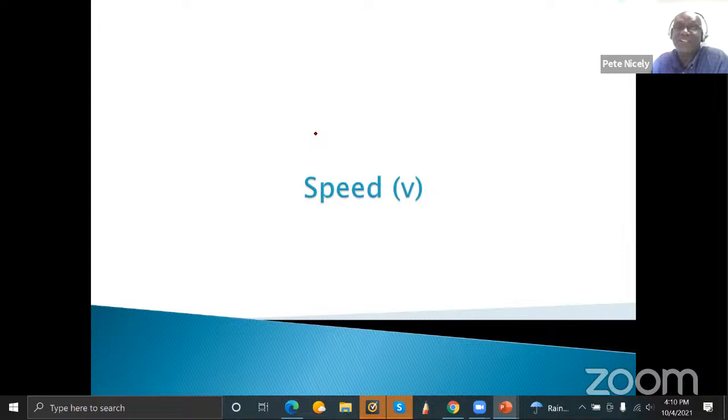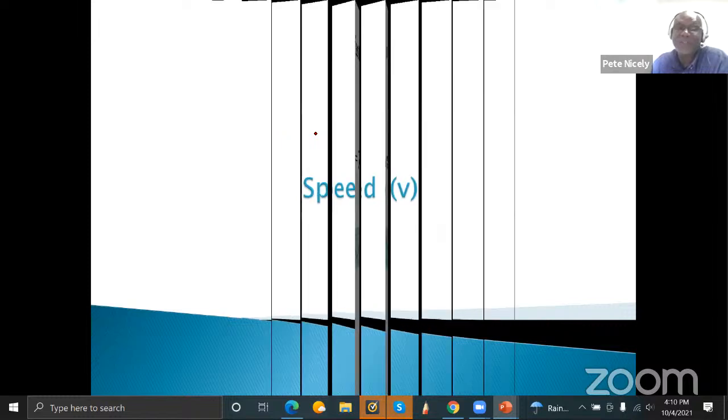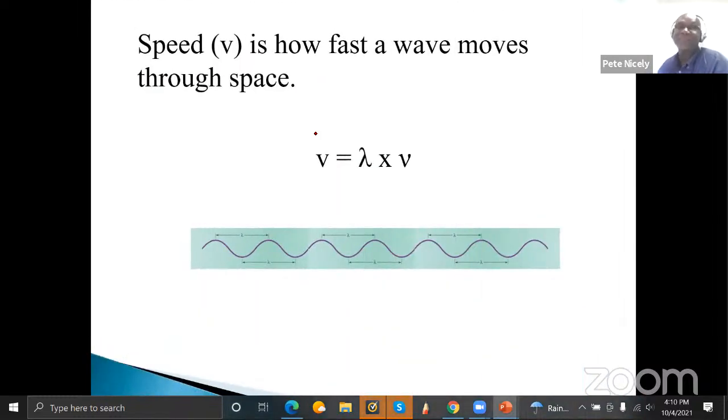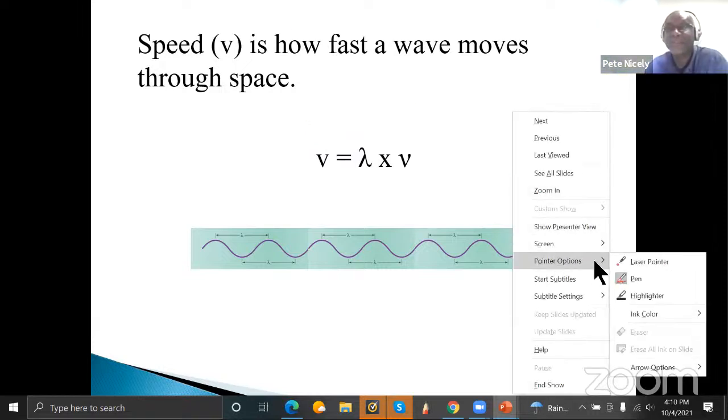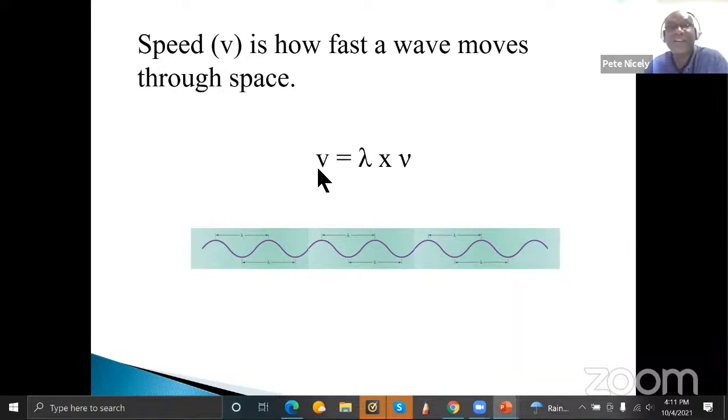And then we get to another characteristic of a waveform, and that's the speed. And the speed is actually related to the frequency and the wavelength, and it is given by this formula here. The speed, well, let me just say firstly what the speed is. The speed is basically how fast a wave moves through space. And as you can see here in this formula here, the speed of a wave will be equal to the wavelength times the frequency, all right?